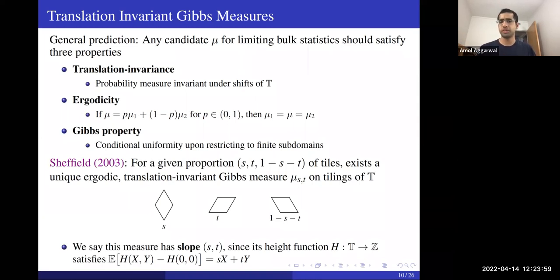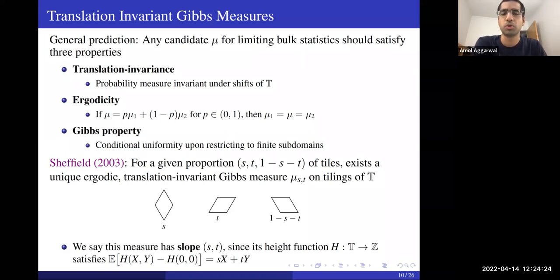The first is translation invariance, which means that the probability measure mu is invariant under shifts of the lattice. The second is ergodicity, which means that if I can decompose mu as p mu1 plus (1 minus p) mu2 for some p between 0 and 1, then the decomposition had better be trivial. So I better have mu equal to mu1 equal to mu2. I can't non-trivially decompose mu.